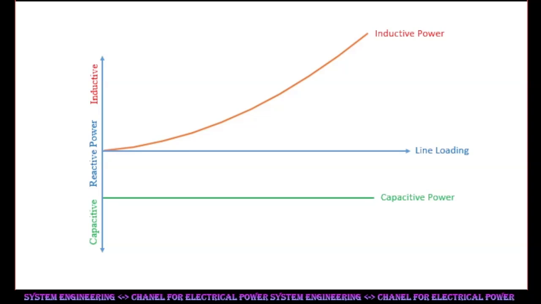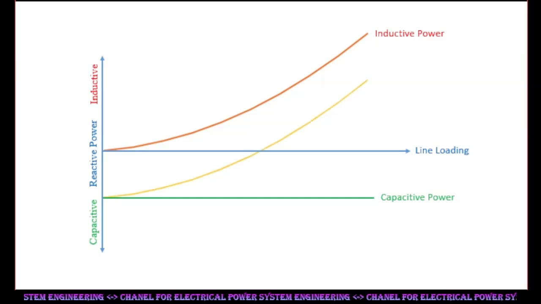Inductive and capacitive powers are opposite and hence cancel each other. Net reactive power of the line at various loads is the algebraic sum of these two, as the orange curve in the chart.